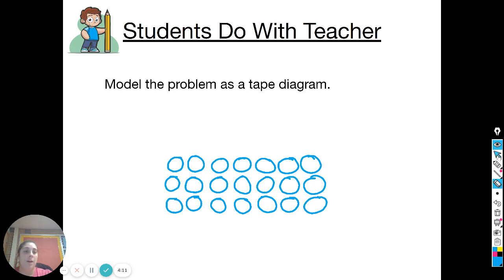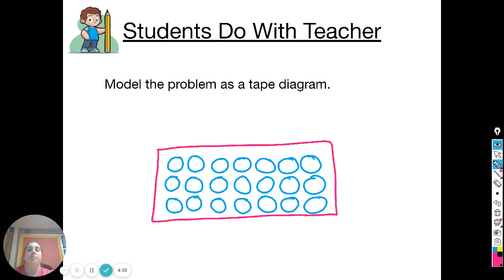Okay, so now I am going to take this array that I have and model the same problem as a tape diagram. So if you have your array, don't erase it. We're going to change it into a tape diagram. So go ahead with me. Let's make this a giant piece of tape. So let's put a box all the way around it.